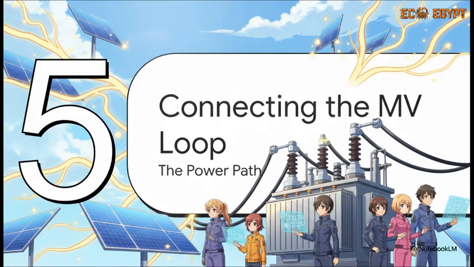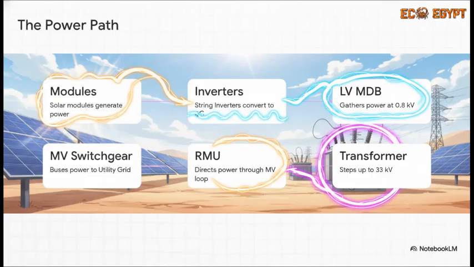Section 5, connecting the MV loop. Okay, we've got the anatomy down. Let's look at the physiology, how the energy actually flows. It's a pretty seamless 6-step journey. First, your solar modules generate the power. Second, the string inverters convert that DC to AC. Third, our LV MDB gathers that power at 0.8 kilovolts.